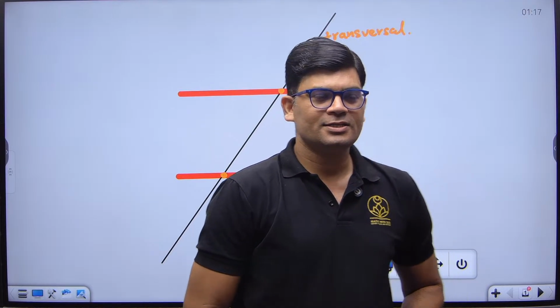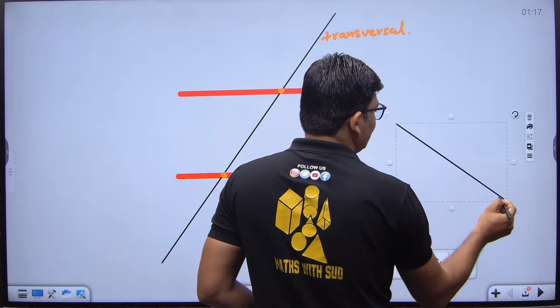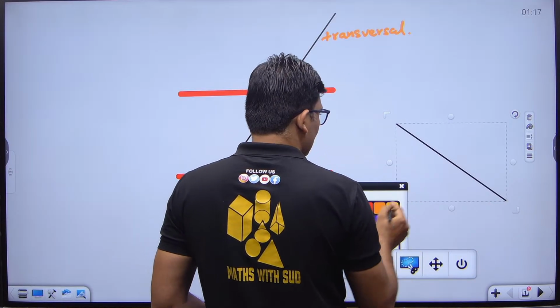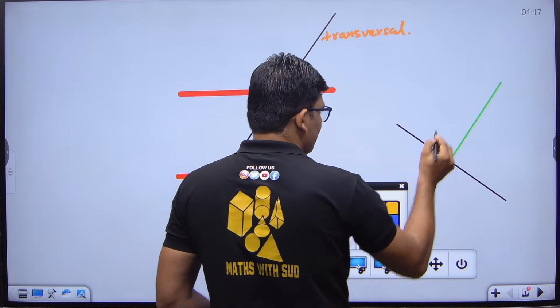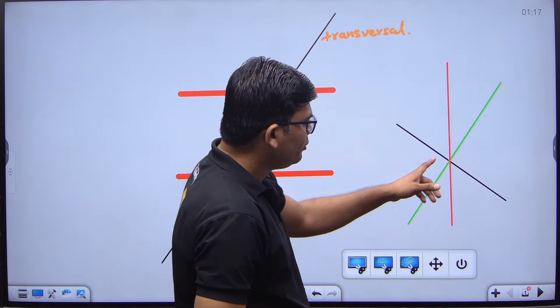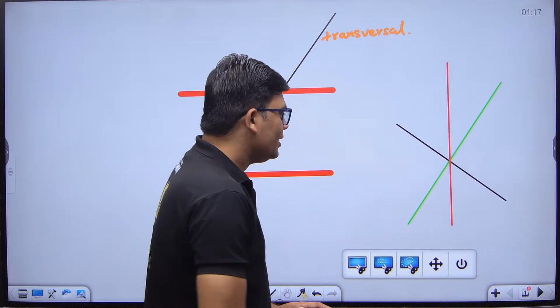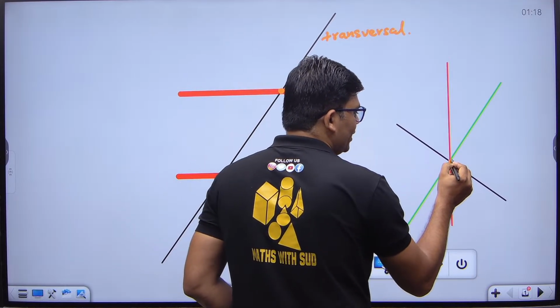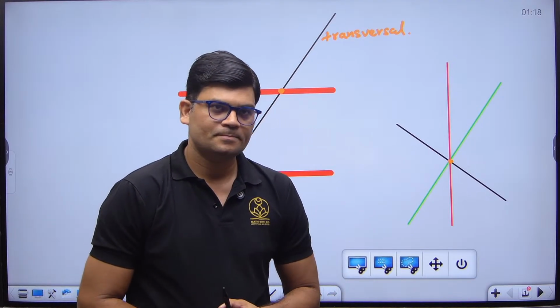Now you might think, is it necessary that a line intersects two lines at two distinct points? It is not necessary. They can be concurrent lines. You can see that this is one line, this is the second line, and let us imagine this is the third line. With the point of intersection of the two lines, there is a passing of the third line, and these three lines are known as concurrent lines, and this point is known as the point of concurrence.